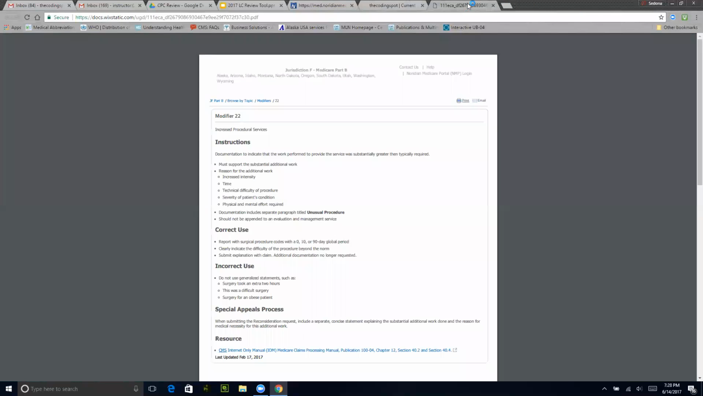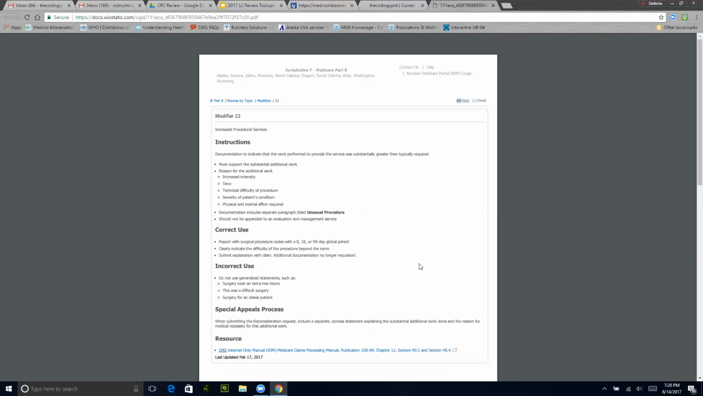Okay, let me hop back to modifier 22. Modifier 22, increased procedural services. This is a good modifier to look for keywords: documentation to indicate that the work performed to provide the service was substantially greater than typically required. These are good words to look for and to write next to modifier 22, so it can kind of call it out for you.